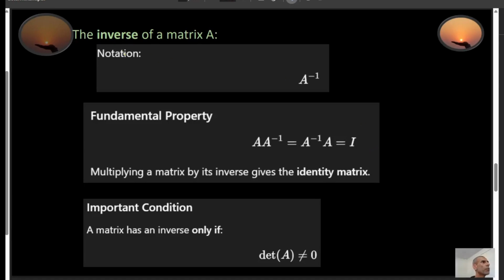And then you have the inverse of a matrix A. The notation is this right here. If you want to calculate the inverse of a matrix A, this is the notation that is used to denote the inverse of a matrix A.